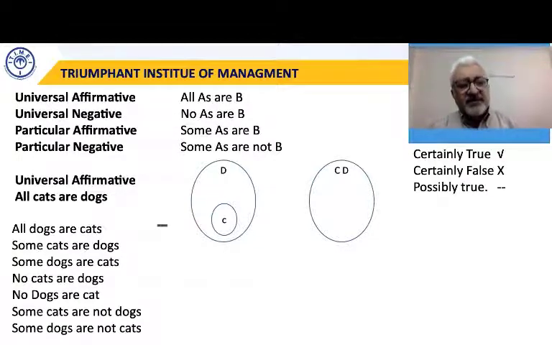Again, now the data given to us is all cats are dogs. If all cats are dogs, then what is the situation of some cats are dogs? Let's understand the word some. What does some mean to you? Some means not all. So when I say all cats are dogs, then would some cats are dogs be true?